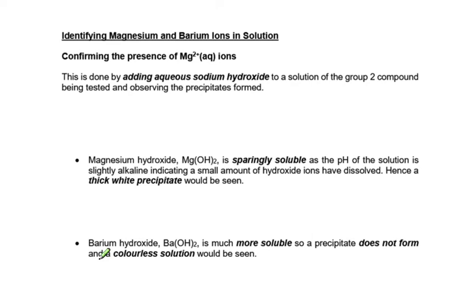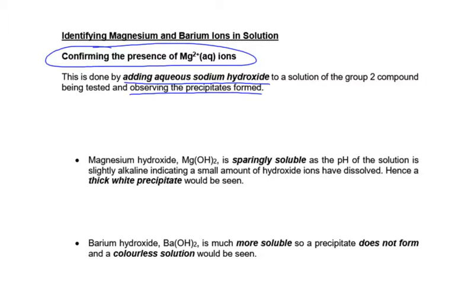In this video we're going to have a look at some of the identification of magnesium and barium salts, and also their use in order to test for sulfates and hydroxides of the group 2s. So we're first going to try to confirm the presence of magnesium 2+ ions, and you may have demonstrated this or watched it on video. This is done by adding aqueous sodium hydroxide to the solution of the group 2 compound, and you can observe if there was any precipitate formed.